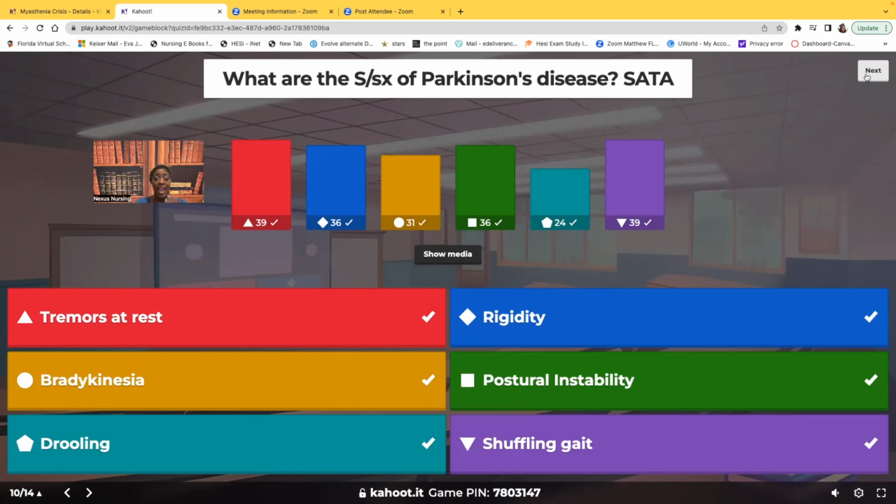Drooling, absolutely. They have drooling, and that puts them at risk for what? Choking, aspiration, and the shuffling gait, as I mentioned already.